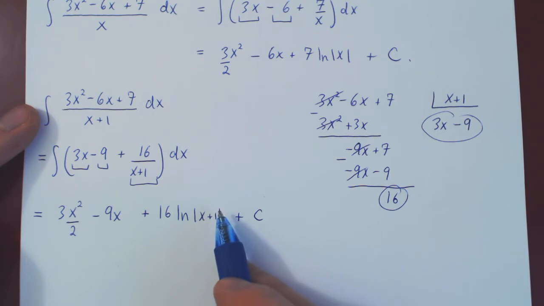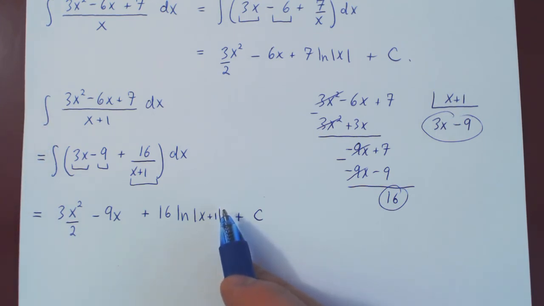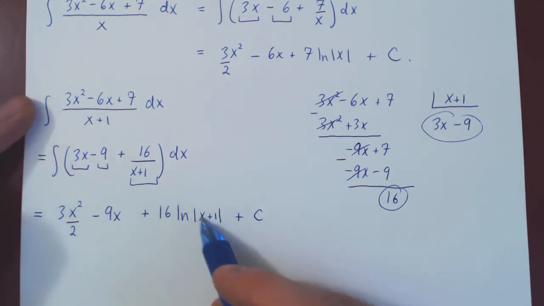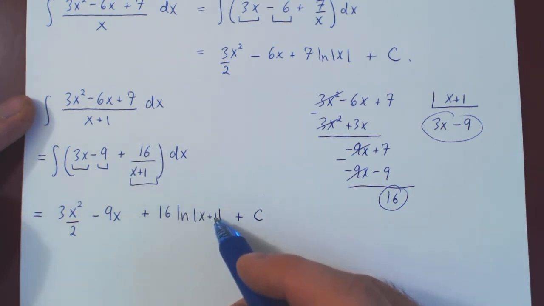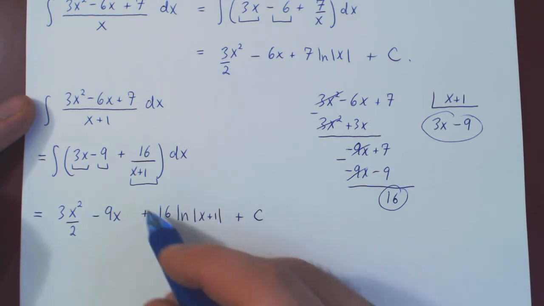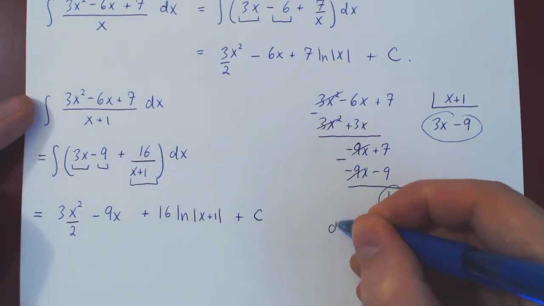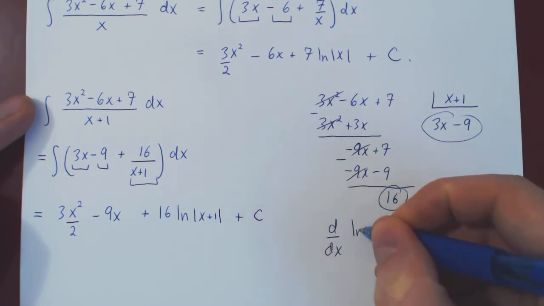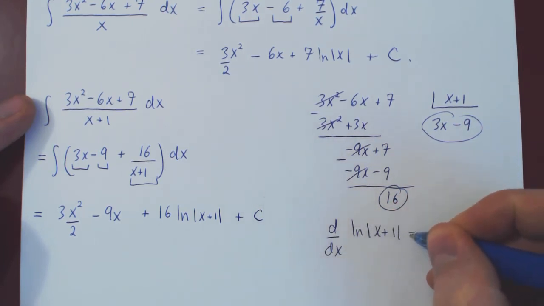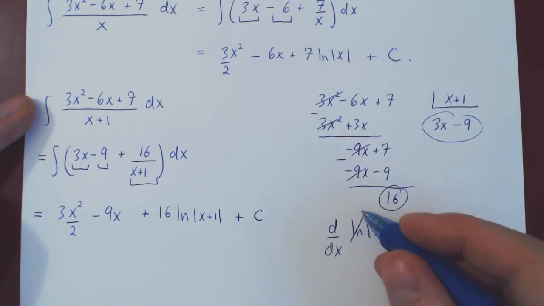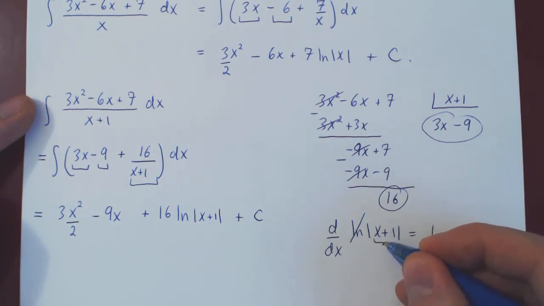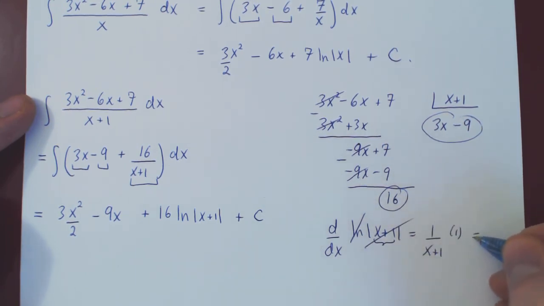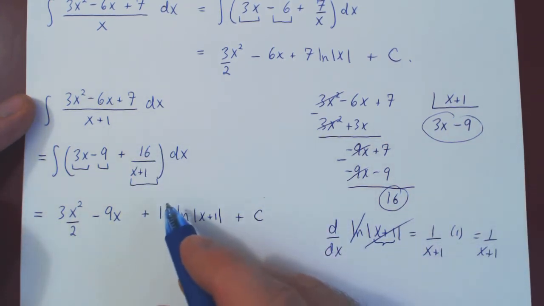And this was a guess, but the key is you can always verify your guesses, because you're supposed to have found an antiderivative of the original function. So if you differentiate ln of x plus 1, you should get 1 over x plus 1. So let's see. We differentiate ln first. The derivative of ln is 1 over the argument, times, by the chain rule, the derivative of x plus 1, which is 1. So we get indeed 1 over x plus 1, which is the function we were trying to integrate.